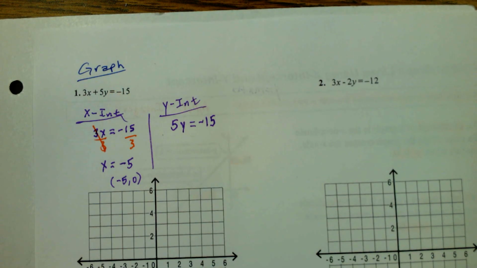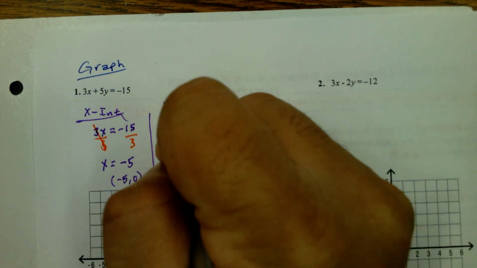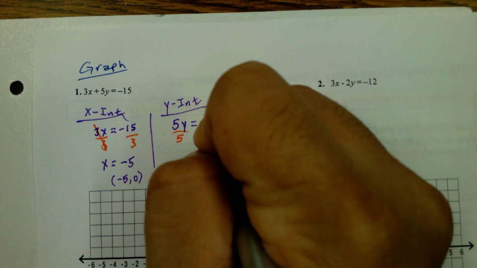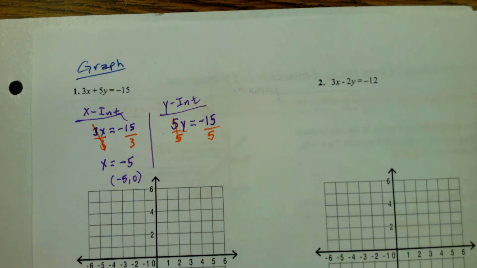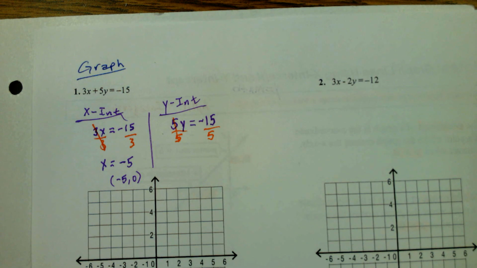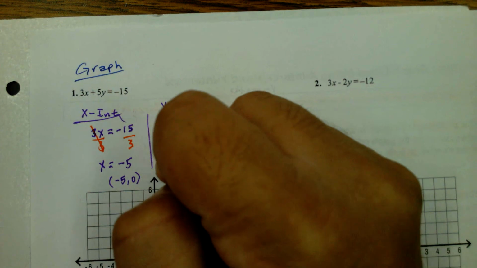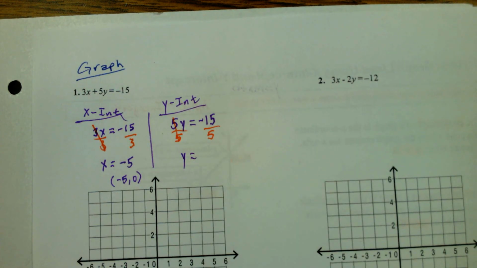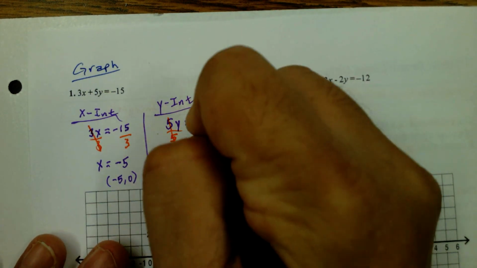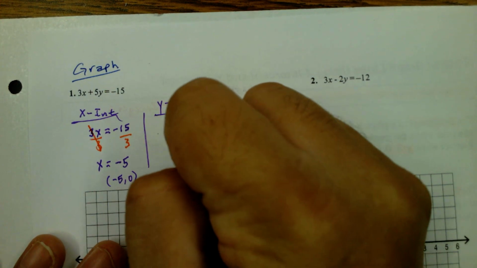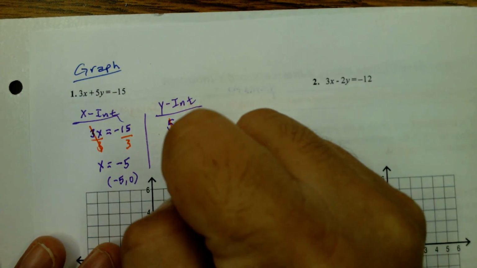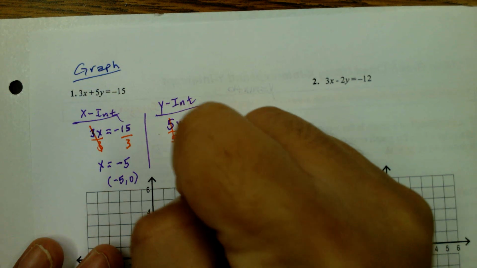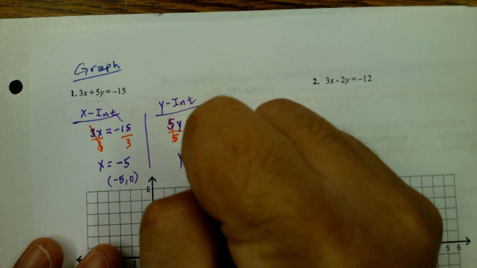Okay? And now we're going to divide again. This time we're going to divide by 5, because that's a value that's going to cancel that 5. So now I have y equals whatever negative 15 divided by 5 is. What's that answer? Negative 3. Negative divided by positive is negative. So now we have our new coordinate. X is 0, and y is negative 3.